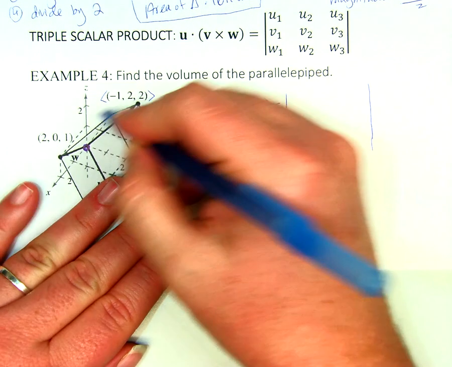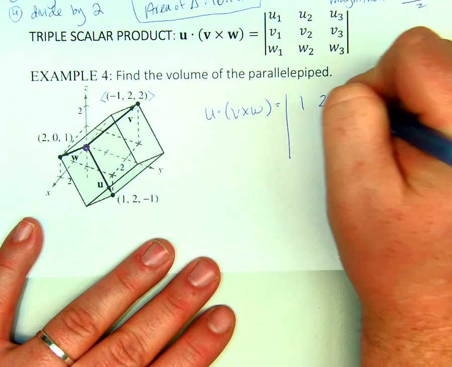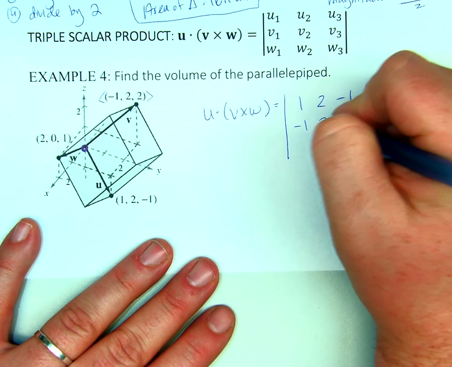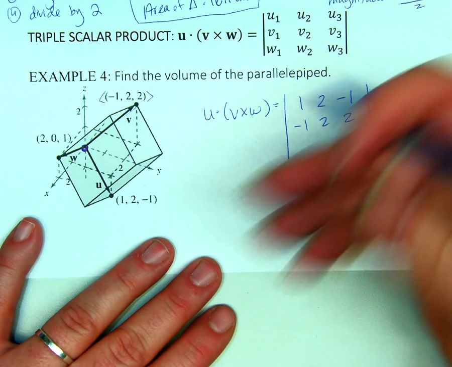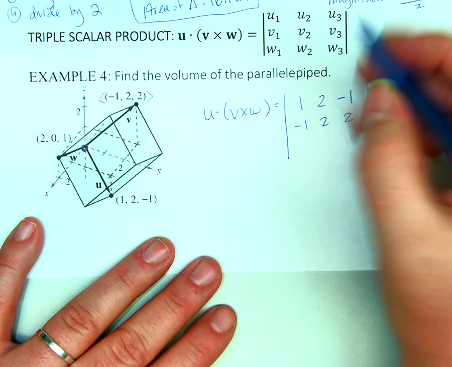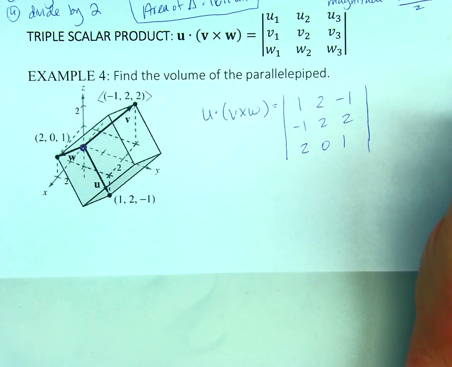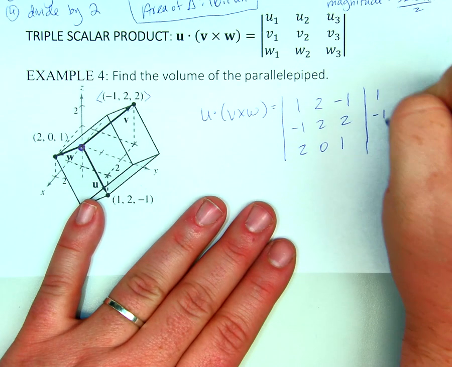So I'm going to just put U on the top. So here's U. So 1, 2, -1. Then I'm going to put V. -1, 2, 2, and it really doesn't matter which one you put where, just as long as they're all right angles of each other. And then W, 2, 0, 1. Okay, and now really I'm just going to do the cross product. So I'm going to rewrite these 2 columns.